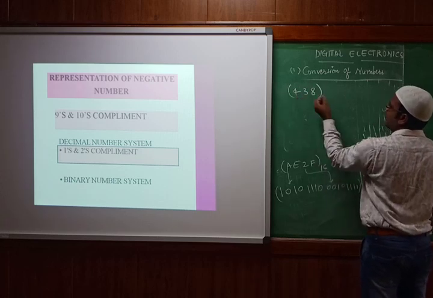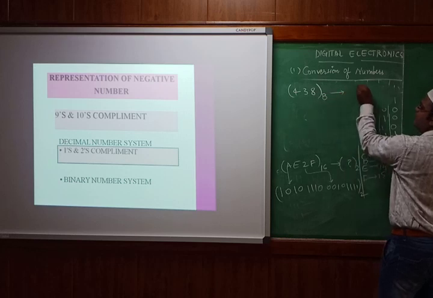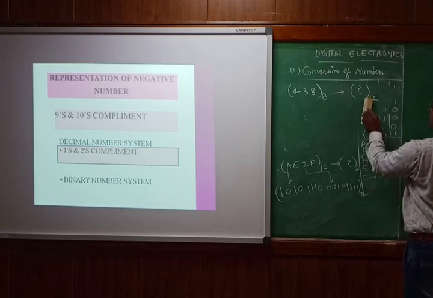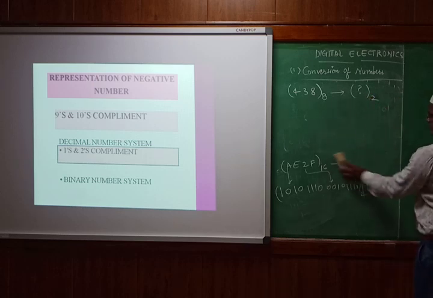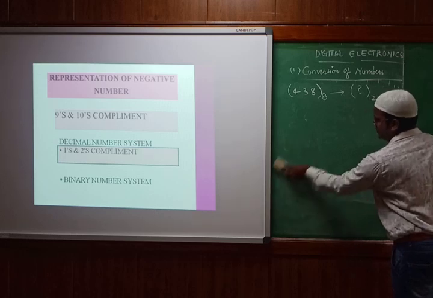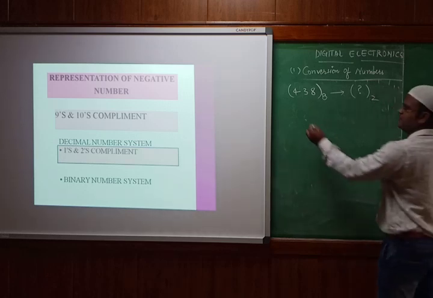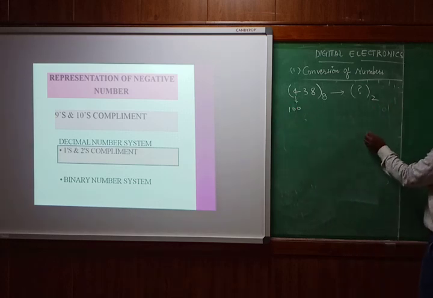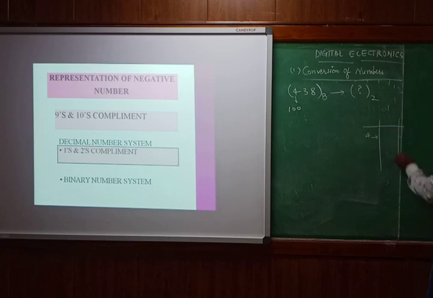Taking one example, 438 in octal form. I need to convert it into binary form, base 2. To do that, I want to convert those digits into binary form. Since octal means it should take only 3 inputs, 4 can be written as 1, 0, 0. How is it 1, 0, 0? I'm taking only 3 inputs: 2 power 0, 2 power 1, 2 power 2. So 2 power 2 means 4, 2 power 1 is 2, and 2 power 0 will be 1. So 4 means 1, 0, 0.